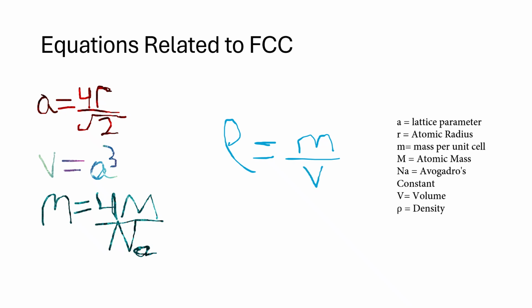And looking at our key here, we can see what that really means. We get the lattice parameter by using the atomic radius, which we also use to get the volume. And in terms of mass per unit cell, we get that from the atomic mass and Avogadro's constant.